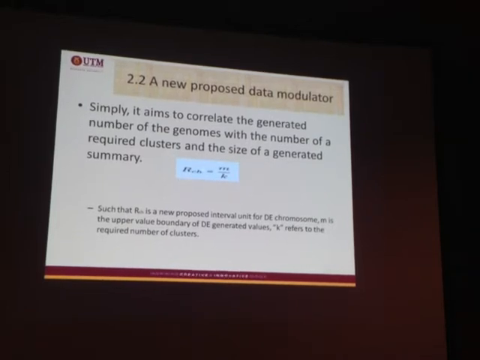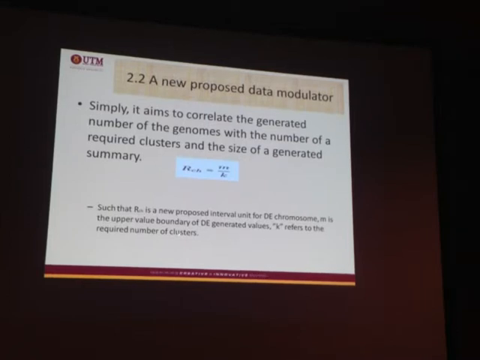and then we got the probability of the one chromosome by the number here. The DE chromosome M is the upper value because we have a value range for the real number, and then the value boundary of the DE generated, and K is the number of clusters required.